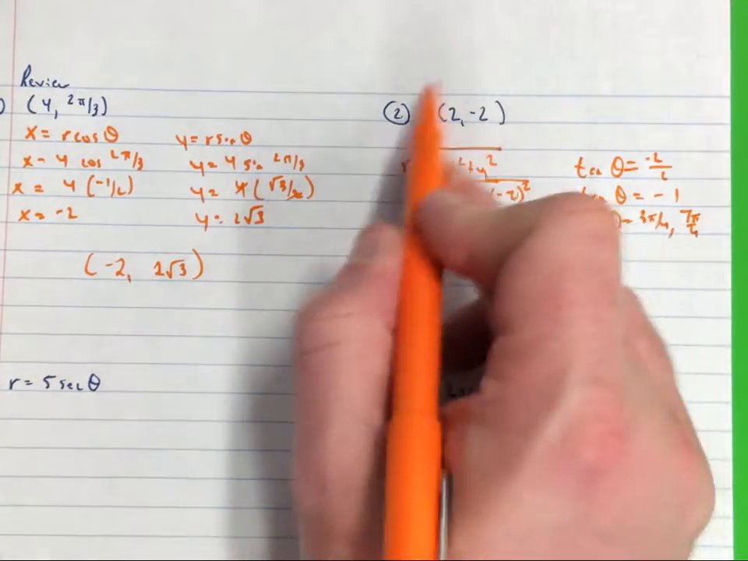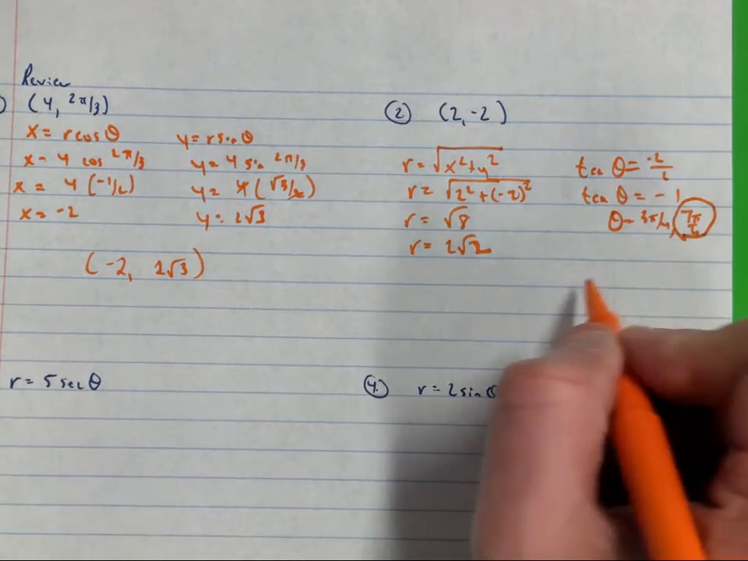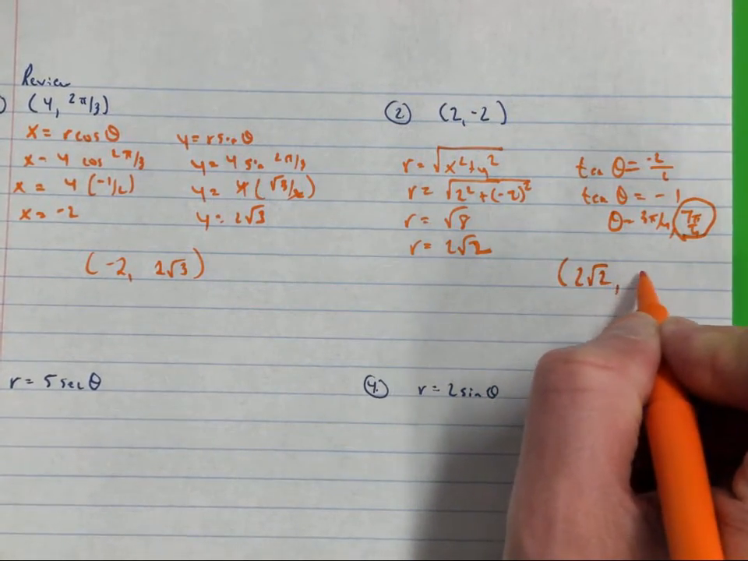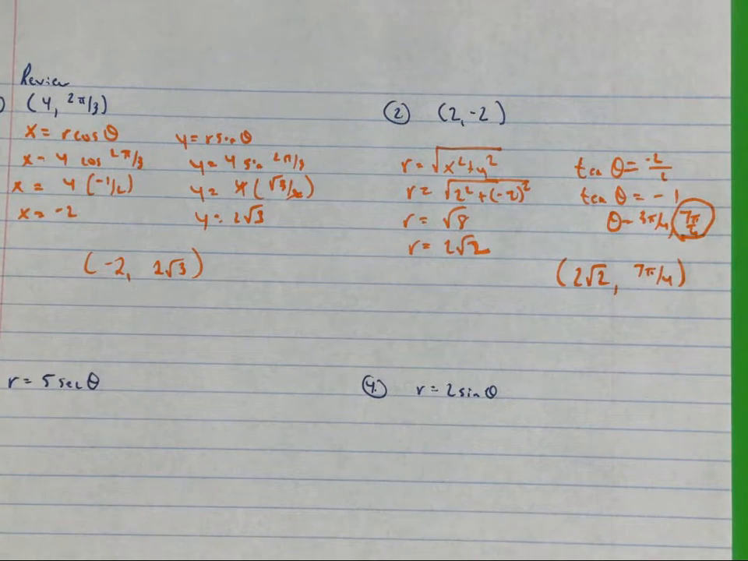I go back to this original. What quadrant is that in? 4. So I pick this one. So I got 2 square root of 2 and 7 pi over 4. That's my answer. Okay? Now, looking at equations.